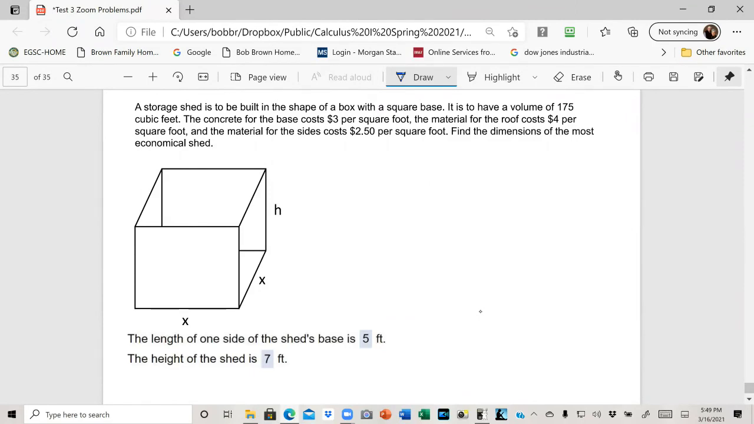Now, the last problem here is a little bit involved. A storage shed is to be built in the shape of a box with a square base. Notice, a square base. To have a volume of 175 cubic feet. And the concrete for the base costs $3 per square foot, the material for the roof costs $4 per square foot, and the material for the sides costs $2.50 per square foot. Find the dimensions of the most economical shed.